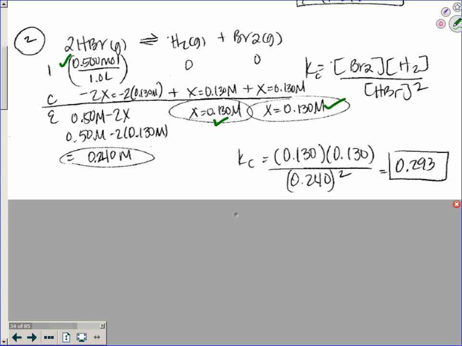Okay, so just write down what you need to. But the idea is that if they give you one of the conditions at equilibrium, you can easily find the others by looking at the ratios in which they react. And then from here, setting up the expression and plugging in the equilibrium values would give you the Kc value, which is going to be 0.293. Okay?